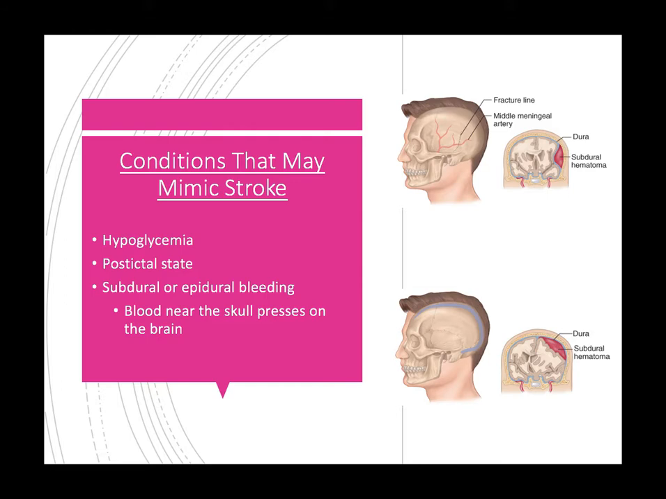Another condition that might mimic stroke is the postictal state, which we're going to get into with seizures, and subdural or epidural bleeding. That's when blood near the skull presses on the brain. The picture on the slide illustrates intracranial bleeding. Trauma to the head might result in intracranial bleeding. Bleeding outside the dura and under the skull is called epidural, and bleeding beneath the dura but outside the brain is called subdural.